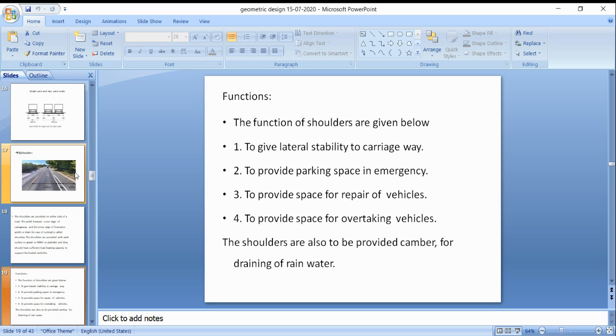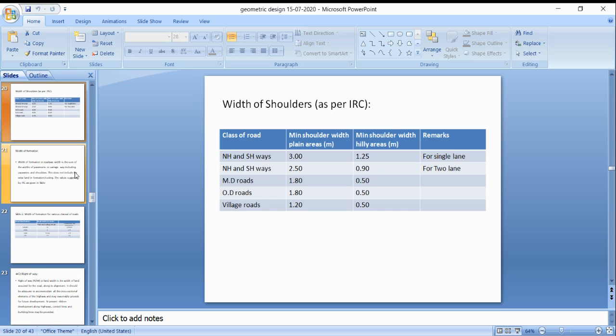Some of the vehicles will break down at some places, so those vehicles have to park at the side, as we cannot park them on the road. For those repair works, we can use the shoulder, and it can also provide space for overtaking vehicles. If some vehicles want to overtake, these shoulders will be useful. The shoulders are also to be provided with camber for draining of rainwater.